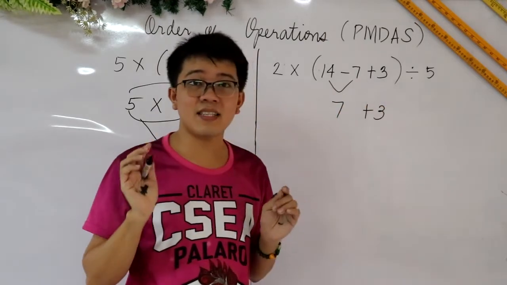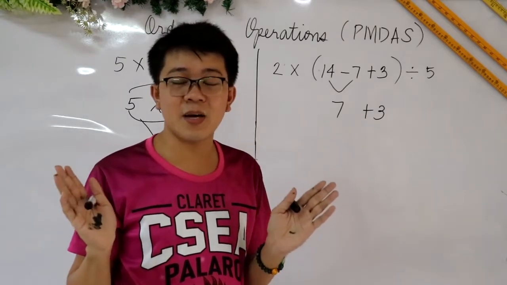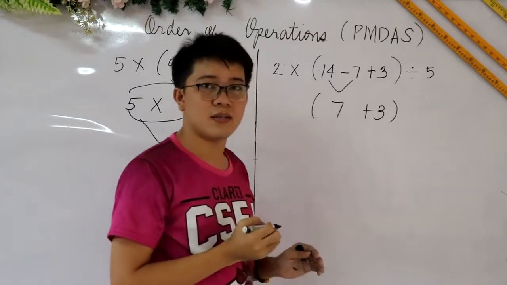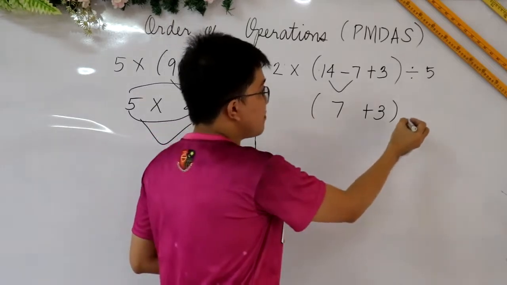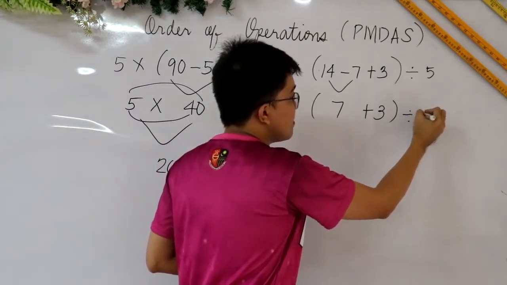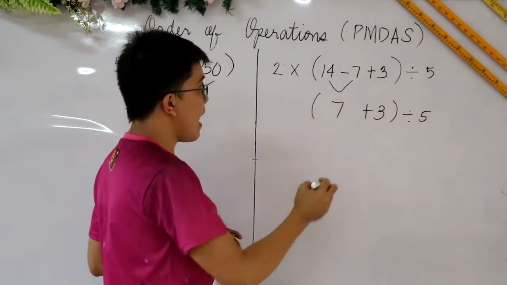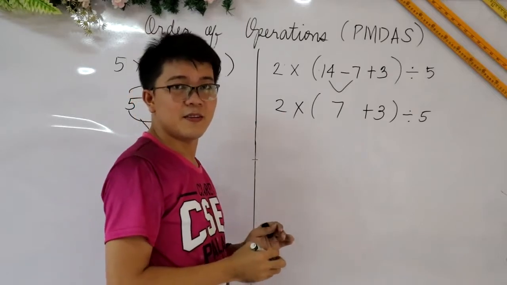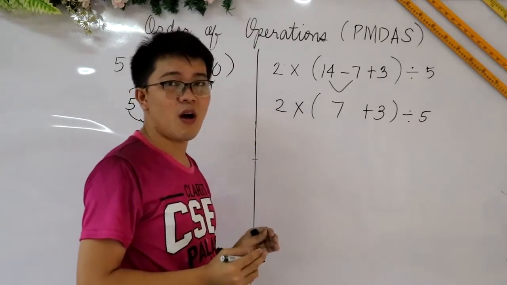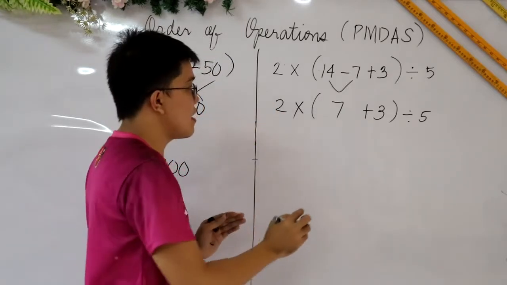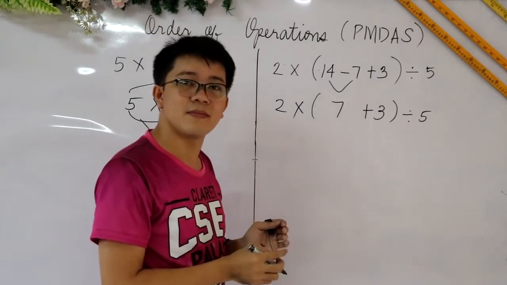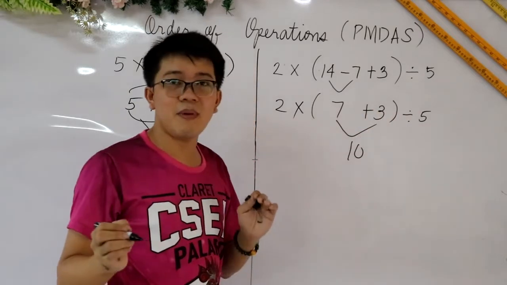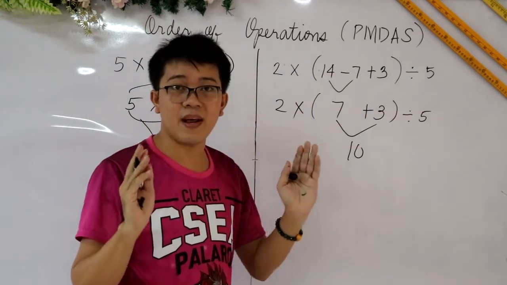Since we are not yet done performing all the operations inside the parentheses, we still bring down these symbols, and bring down also the rest of the expression. We have divided by 5 and 2 times. Let's continue performing all the operations inside the parentheses. What is 7 plus 3? Correct, it's 10. And that makes our computation inside the parentheses done.